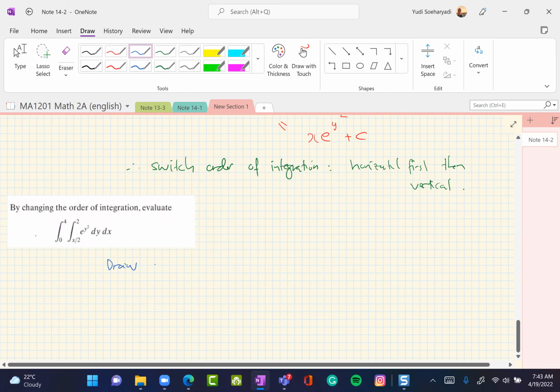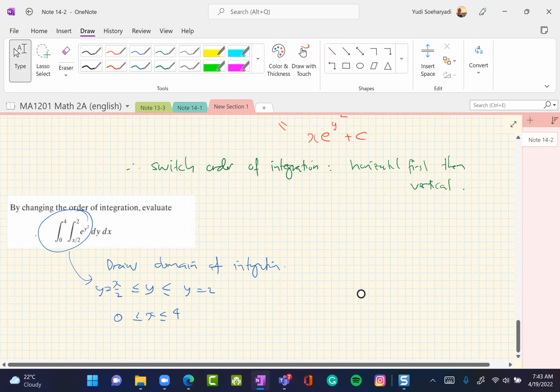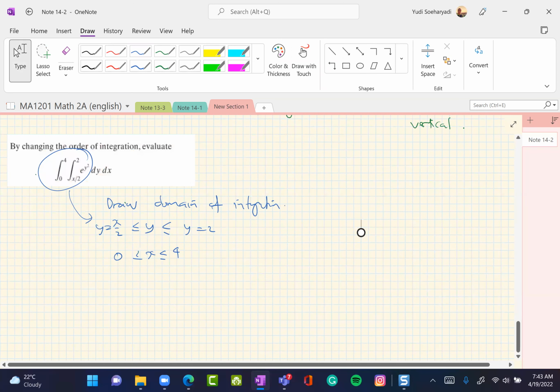No domain of integration. Okay, so this tells you that y is going in this direction. This is y equals 2, and x is between 0 and 4. So you have something that looks like y equals x over 2, y equals 2.